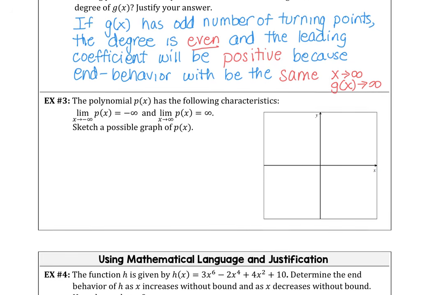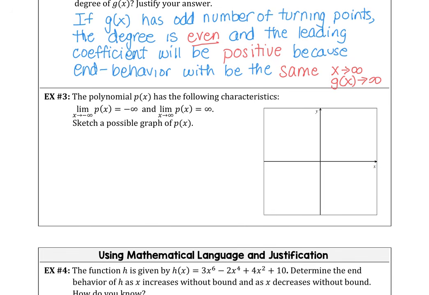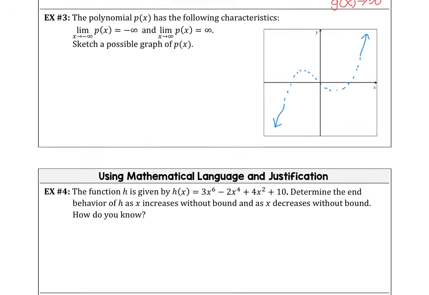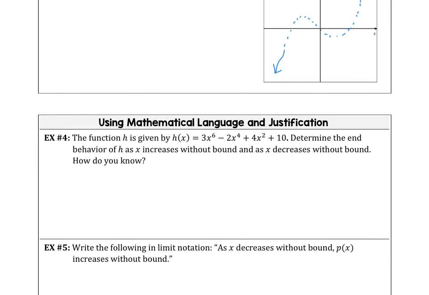Example 3, the polynomial has the following characteristics. As we move left on x, y's go down, and as we move right on x, the y's go up. Can you sketch a possible graph of this behavior? So as x goes left, y's go down. It's got to go that way. And as x goes right, y goes up. It's got to go that way. So something's got to happen in between here, right? Something along those lines.